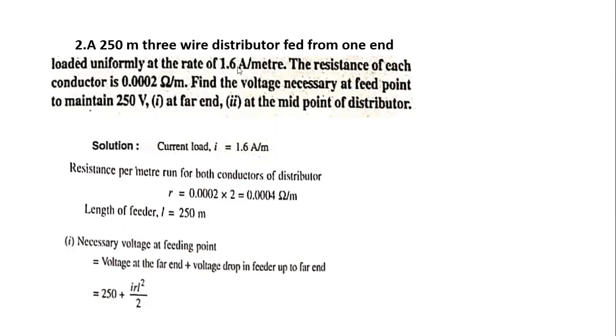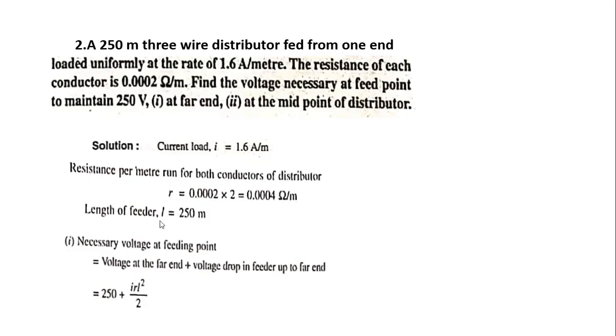Okay, first of all, what is the current? I is equal to 1.6 ampere per meter. Next, the resistance of each conductor, that is R. The resistance of each conductor R is equal to 0.002 ohm per meter.